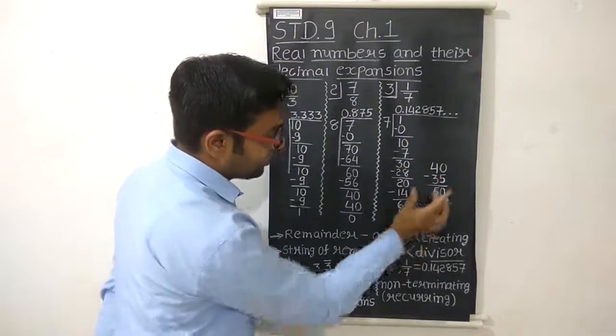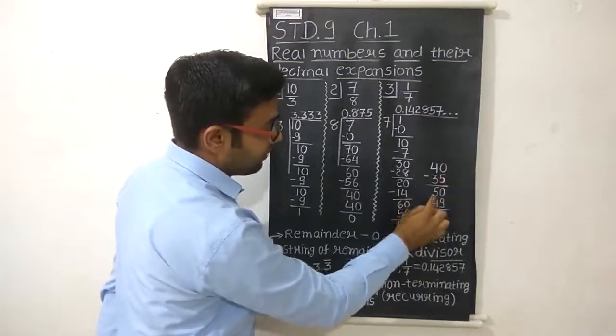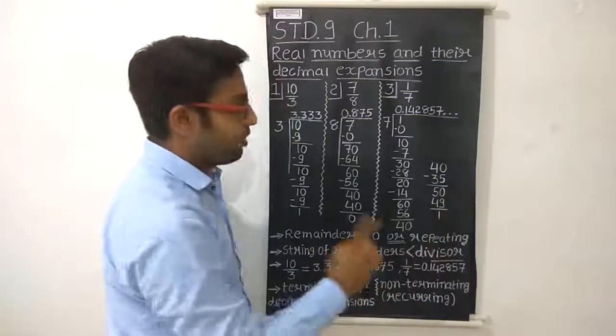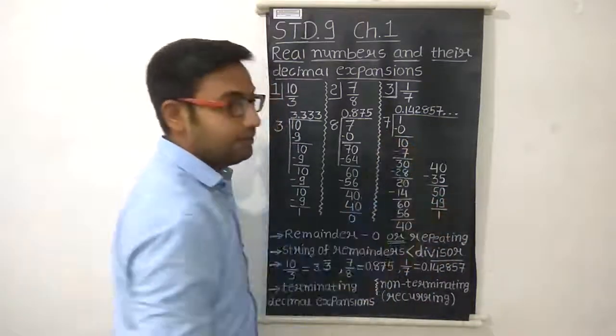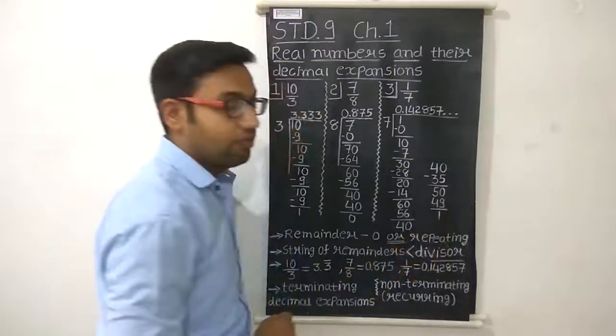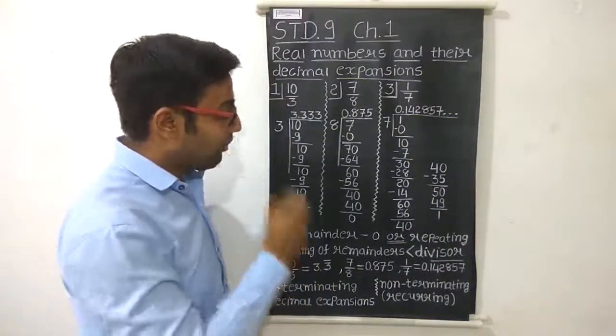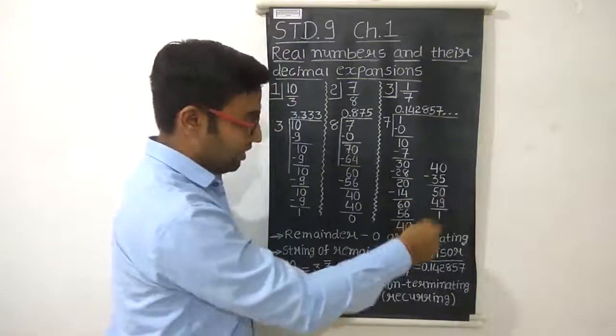See, 40 minus 35 gives us 5. Now again put 0. What will happen? 7 7s are 49. What is the remainder? 1. Now you may think, what will happen if we divide further?